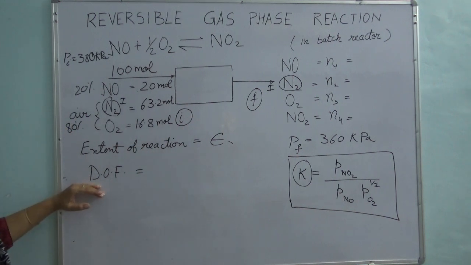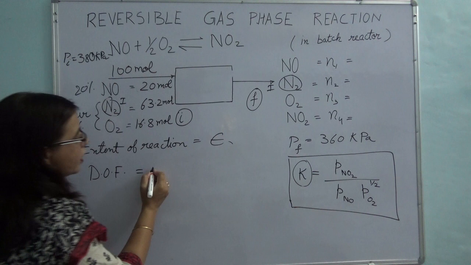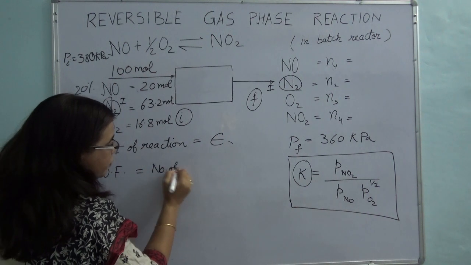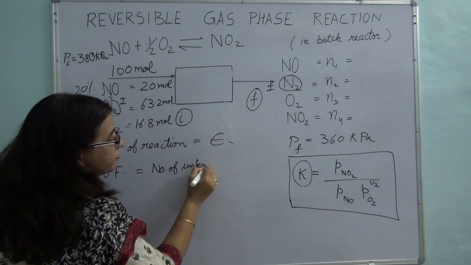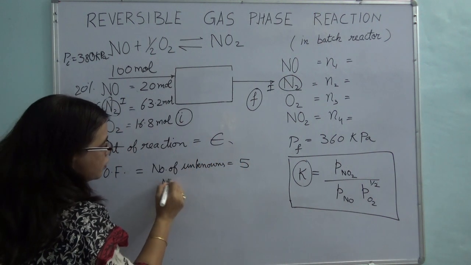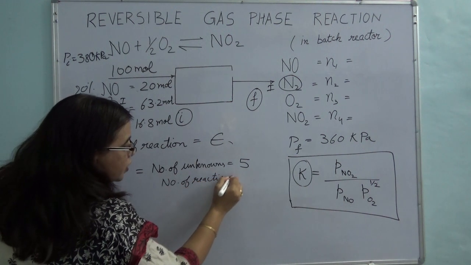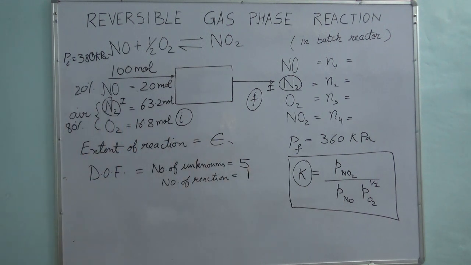Okay. First of all, we will calculate our degree of freedom. How many unknowns do I have? I have N1, N2, N3, N4 and K. So, number of unknowns are 5. How many reactions I have? So, number of reactions, 1. So, I should have 6 equations in all.